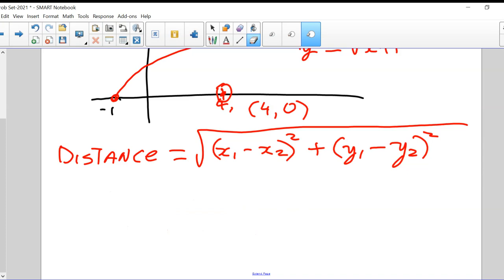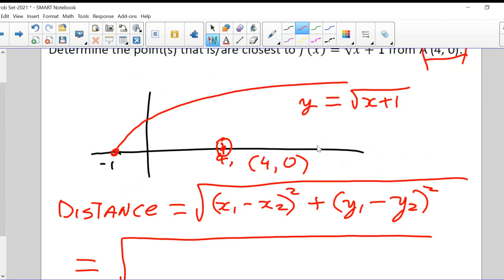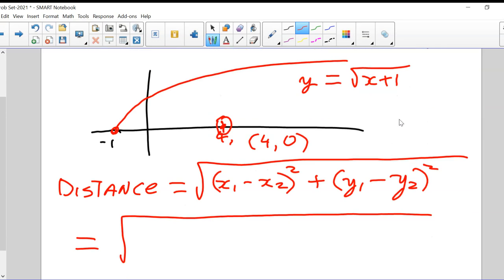Okay, so d equals the square root of... What can I use for x1? What can I use for x2? What can I use for y1? Let's go with y1, y2 first. How about if I said for y1 that I was going to use... Remember, look at what y is. Here's what it says y is right here. Y is the square root of x plus 1. So let's say we're using that as our y1.